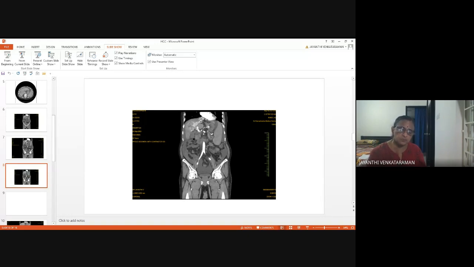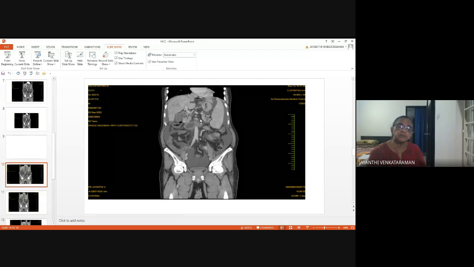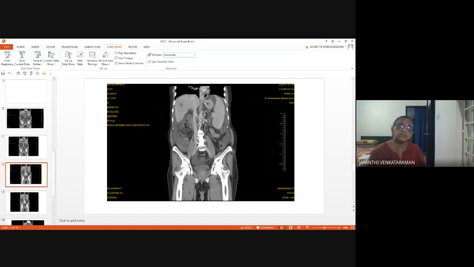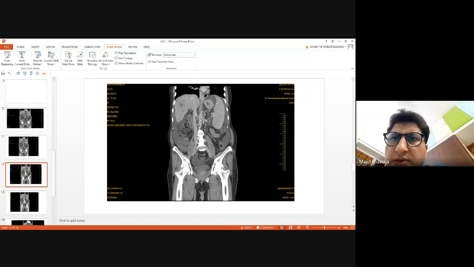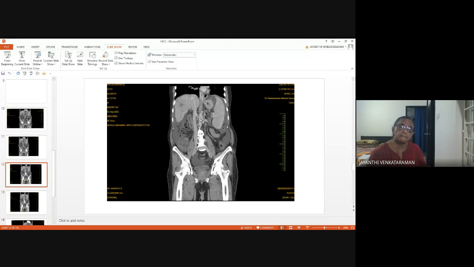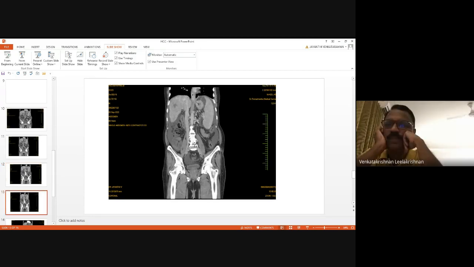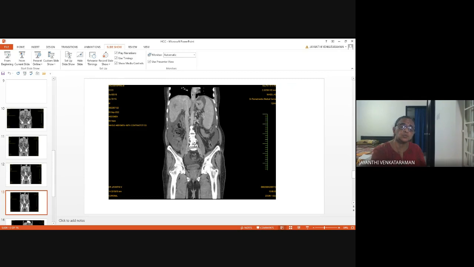So now, how will you manage this patient? What BCLC stage will it be, and how will you manage? Can you see this IVC? Can you see this coronal section? Yes, ma'am. The IVC is compressed. It is involved by the tumor. You can see the whole tumor is invading into the IVC.